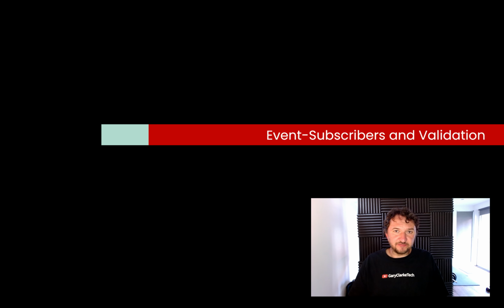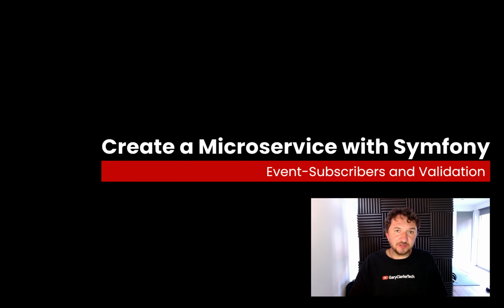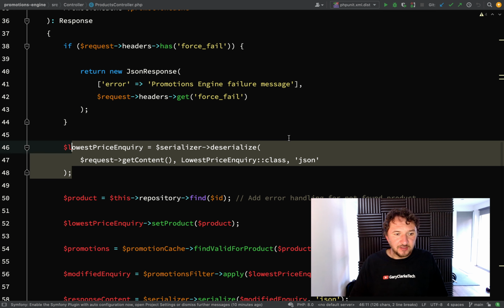I'd now like to add some validation to make sure that our application is receiving the correct data and is able to work with the correct data in the correct formats. And so if we go to our products controller, the point of impact for that kind of thing would be here, where we are deserializing into our data transfer object, our inquiry class.